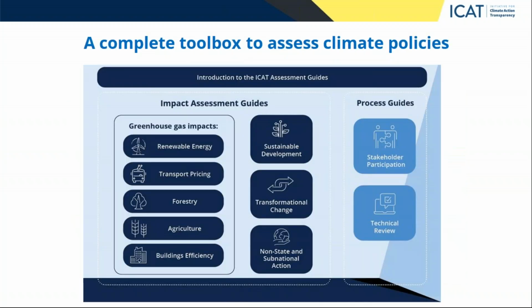For some of these assessments, it's important to look and utilize some of the other ICAT assessment guides. So let me end by just putting the transport pricing assessment guide in that context. You see here in dark blue the 8 ICAT assessment guides. On the left-hand side, 5 guides that focus on greenhouse gas impacts, including the transport pricing guides. They can then be applied together with the 3 guides, or one of the 3 guides in the middle of this slide that cover cross-cutting aspects.